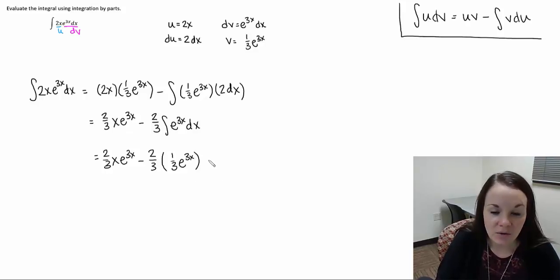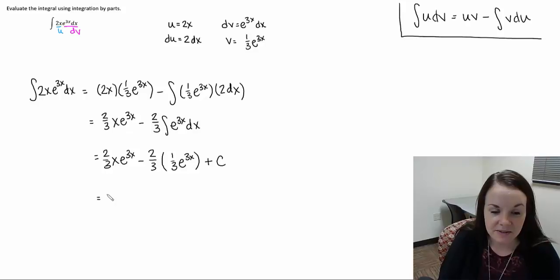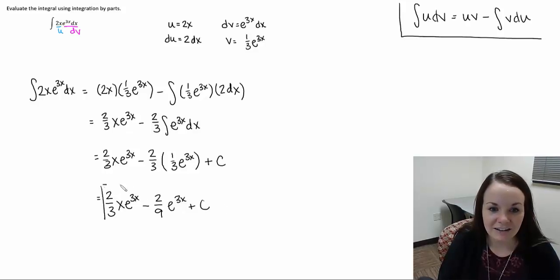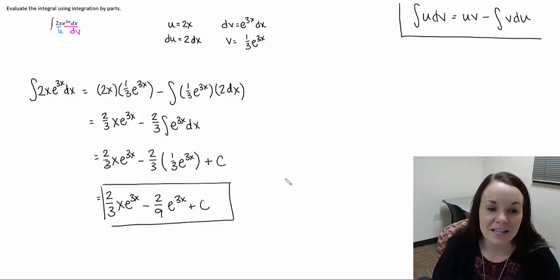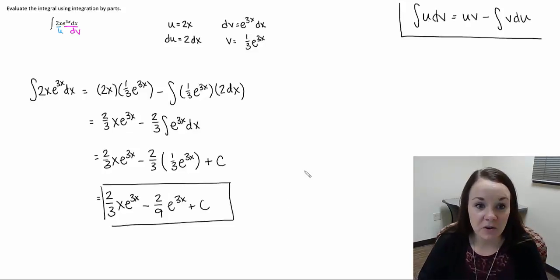And because this is now the end, we need to add a constant of integration, which in this case, let's use capital C. And then from here, we just do one last step of simplification. So 2/3 x e to the 3x, this can multiply to 2/9 e to the 3x plus C, which then is our final answer.